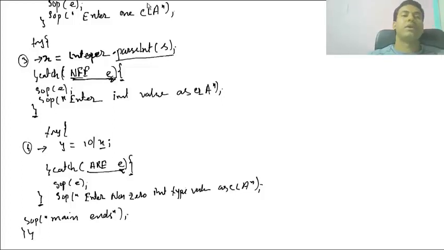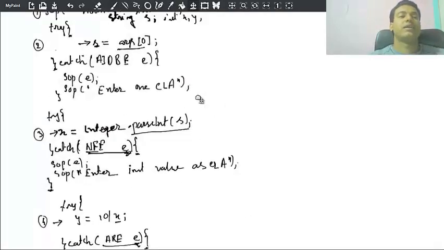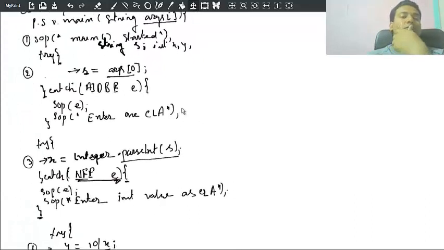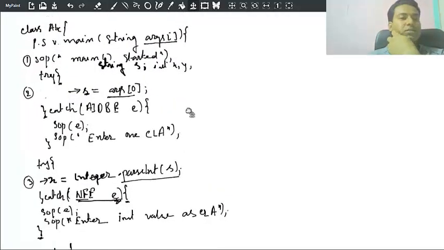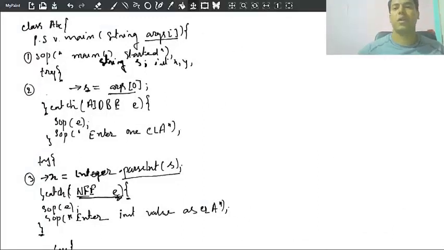So the statements which may give an exception, all those statements we have placed inside a try and catch. Now what will be the execution flow in this? What is the execution flow in this? Assume I am executing it like this.